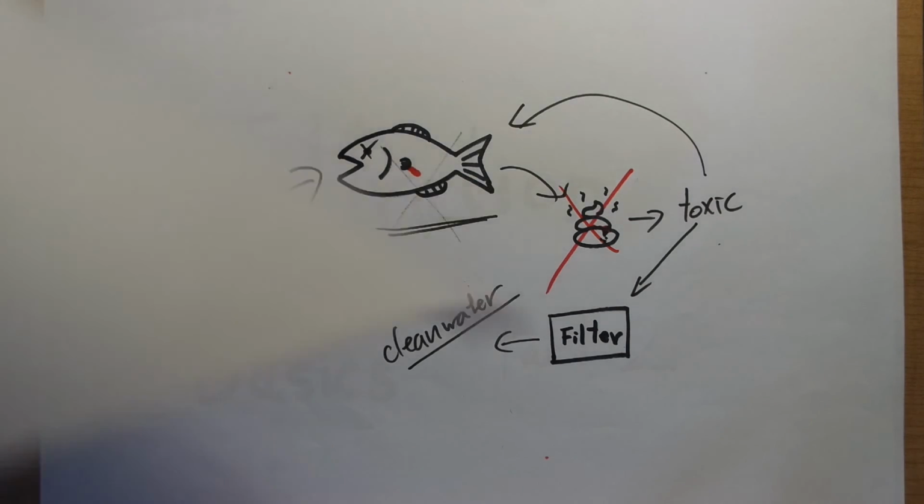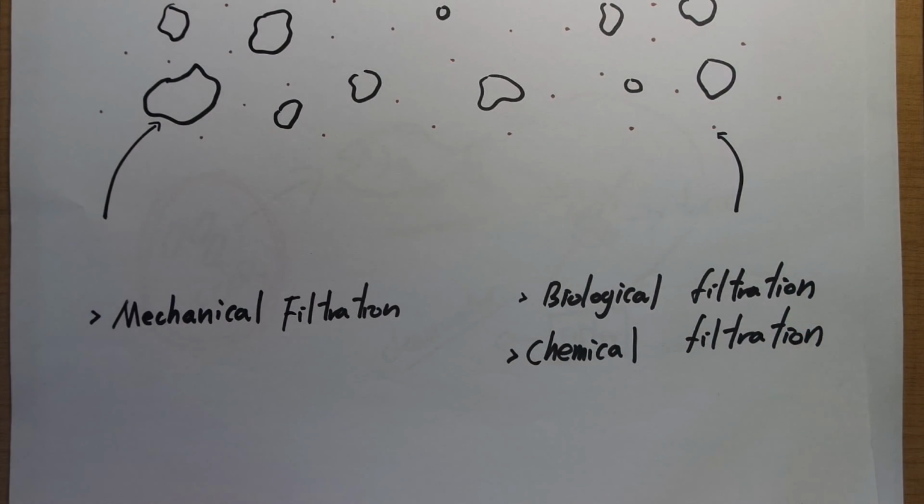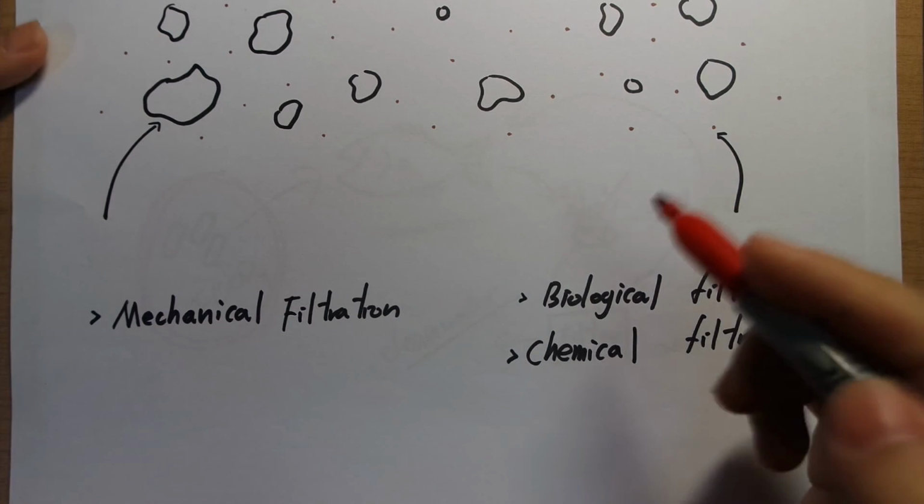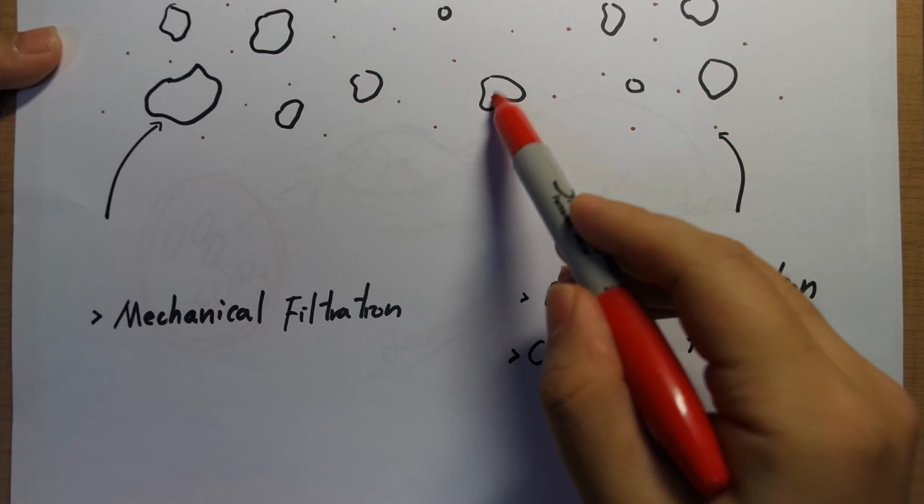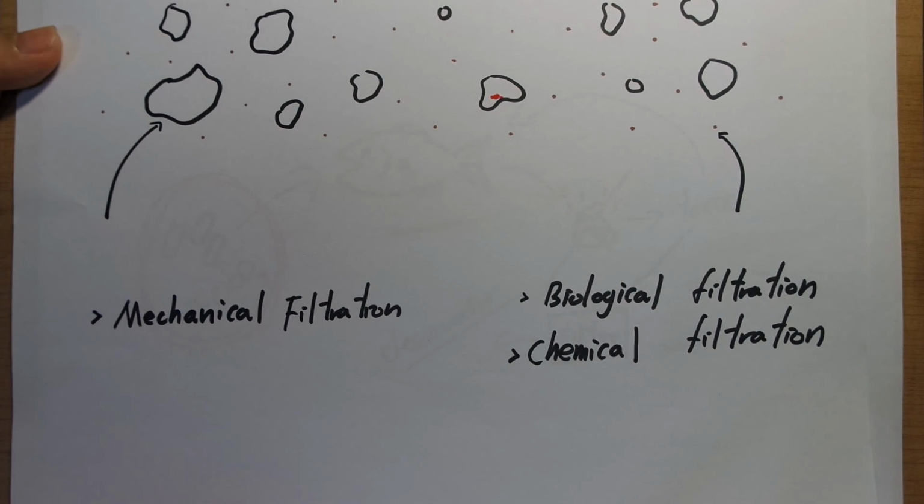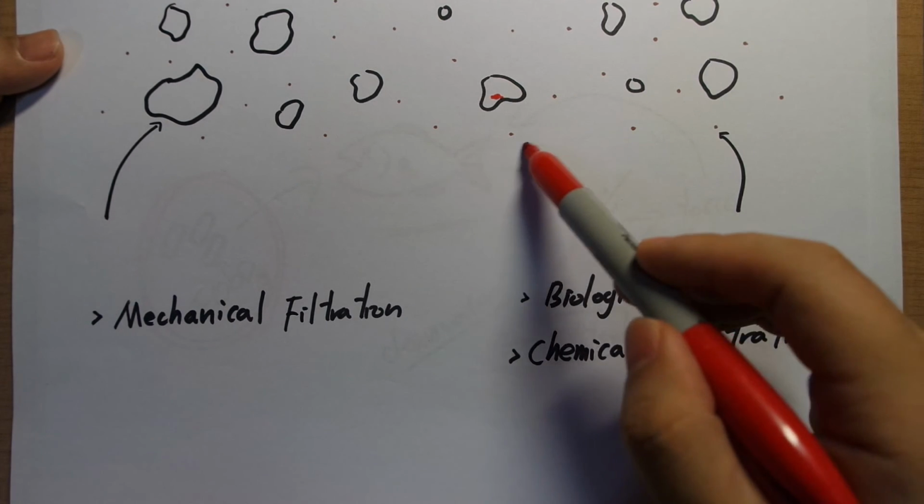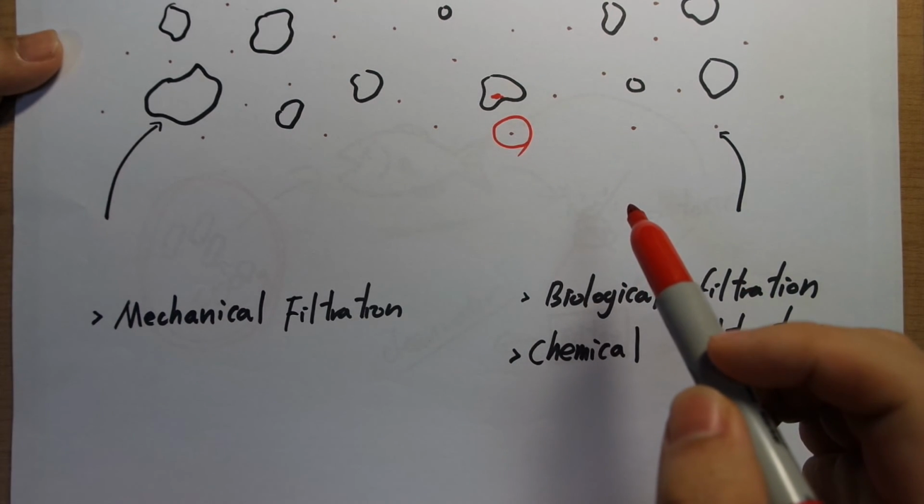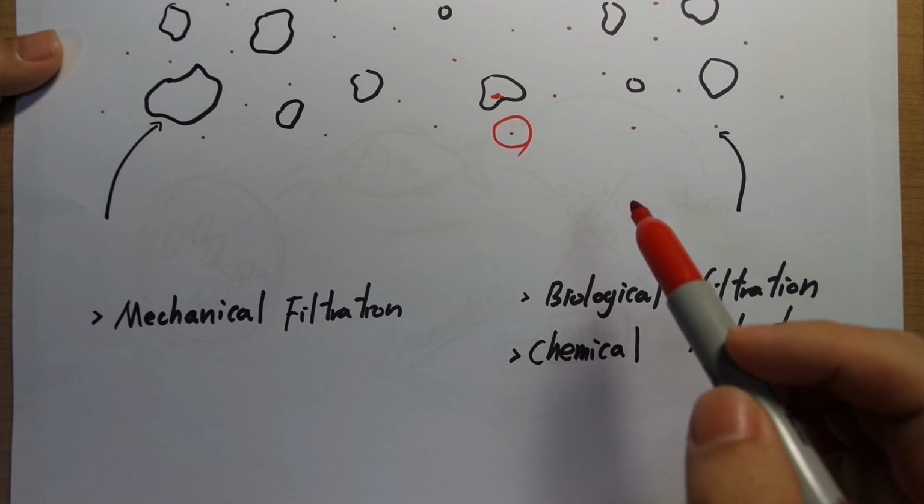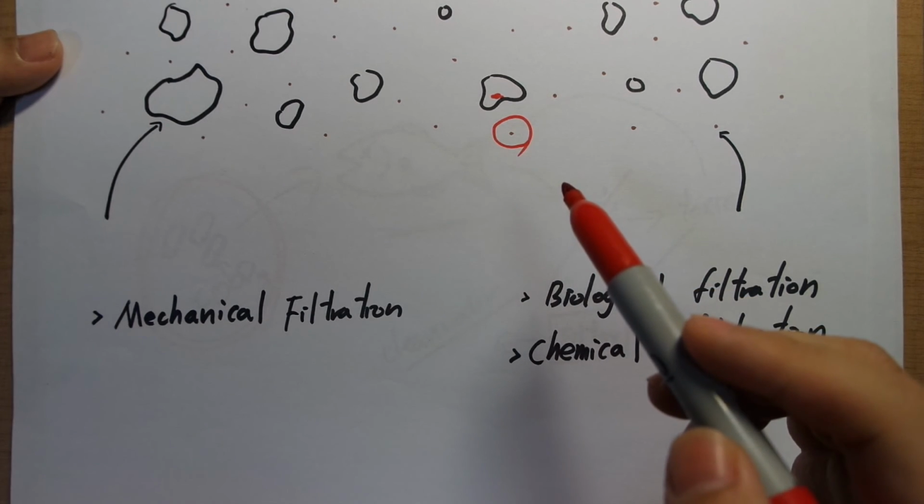Basically, there are two components that need to be filtered out of your water. The first thing is these large particles that are visible to your eye. And the second component are tiny molecular level toxins that are dissolved in the water, so you cannot see them. Those are the two things that you need to filter out.